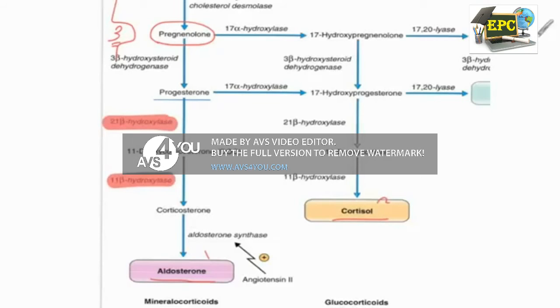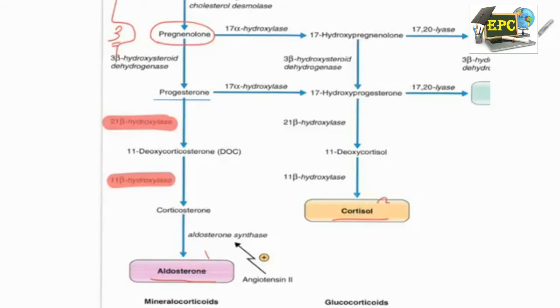It converts the 11-deoxycorticosterone into corticosterone. And from there, we end up with our last enzyme, which is a very unique enzyme to this pathway, which is aldosterone synthase. And this aldosterone synthase would convert the corticosterone into aldosterone.